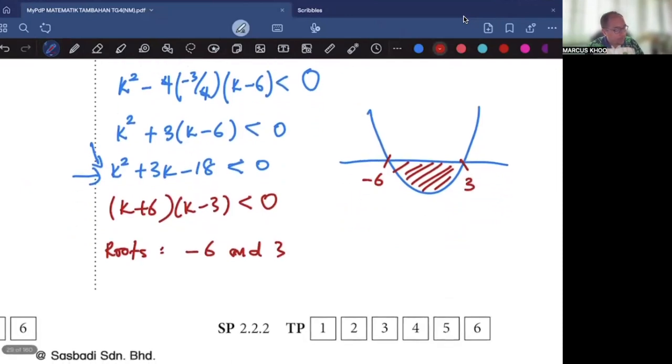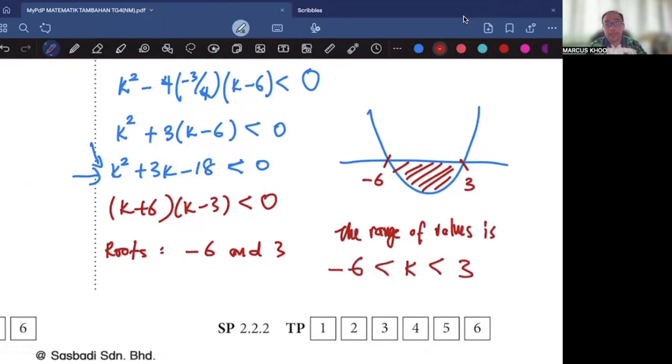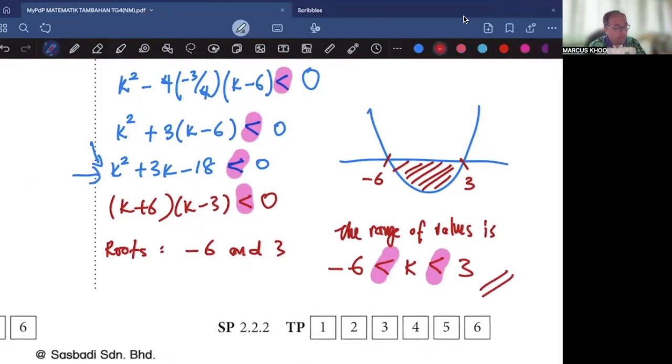Our final answer, the range of values, is k is in between -6 and 3. I don't put an equal sign because there is no equal sign in our inequality, so I just keep it as less than. So this is my final answer. The range of values is, sorry, k is in between -6 and 3.